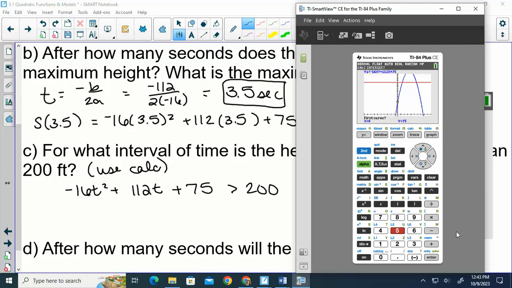Right now you'll see my cursor's on my parabola. It's saying, is this the first graph? Hit enter. Second curve, it automatically moves to my line, so I just hit enter.